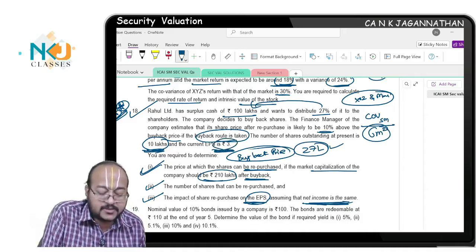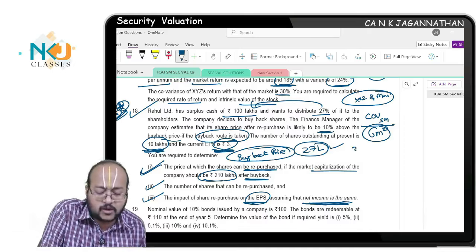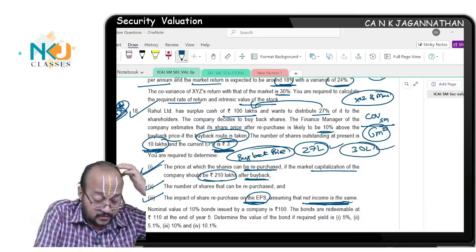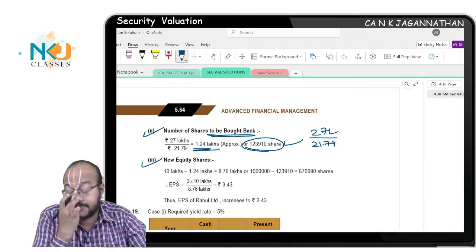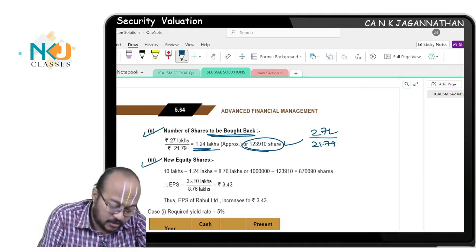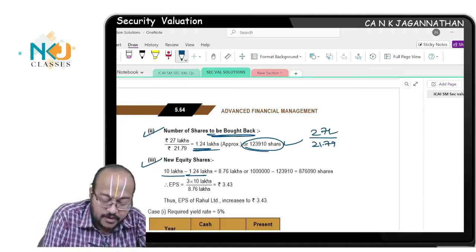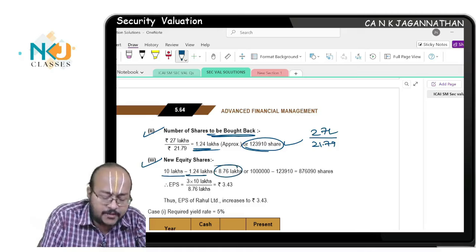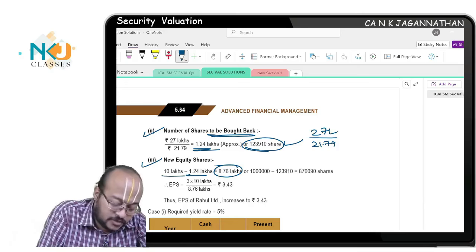What is the existing number of shares outstanding? 10 lakhs. So 10 lakhs into 3 rupees, 30 lakhs, is the net income. Now you need to find out the impact of the buyback. It is very simple: the existing number of shares, 10 lakhs, minus the shares bought back. Total comes to 8.76 lakh shares outstanding after buyback. This you have in hand.